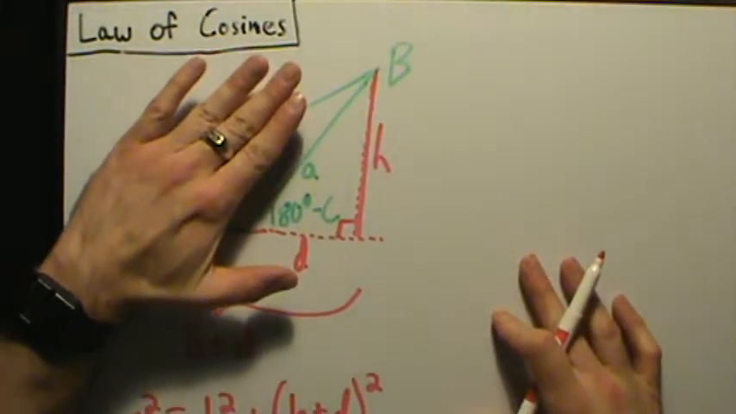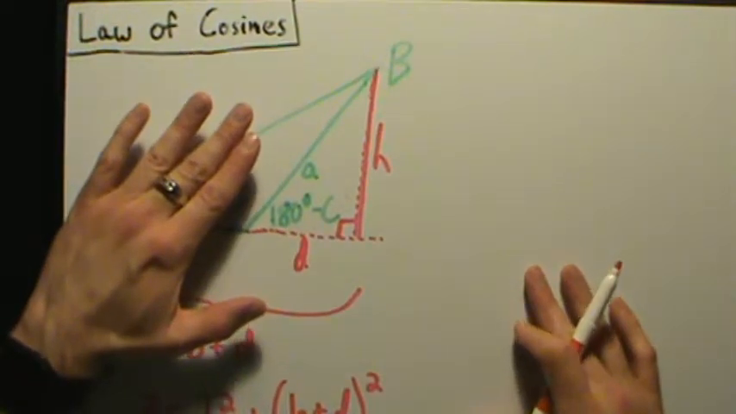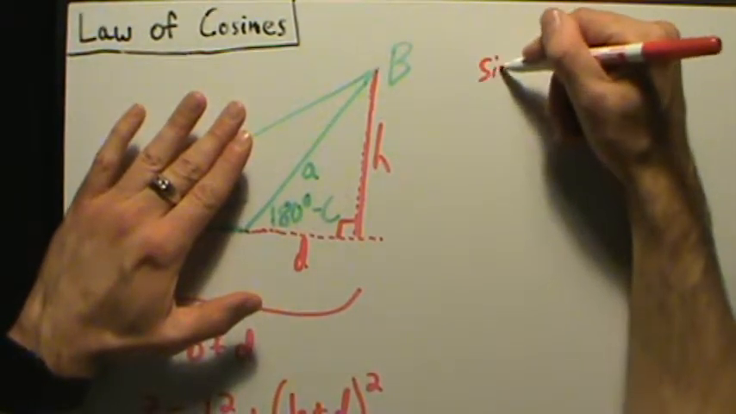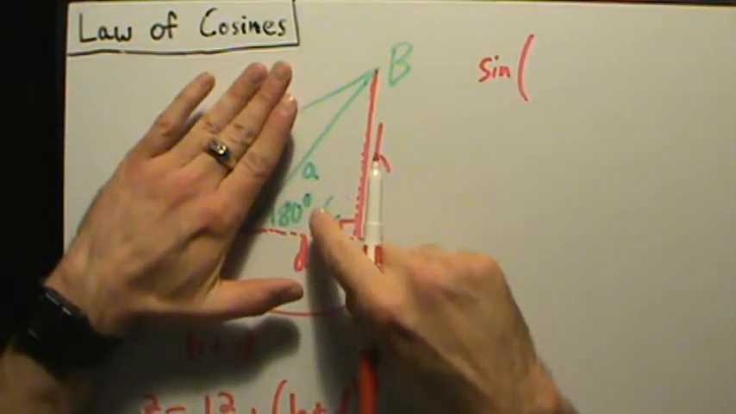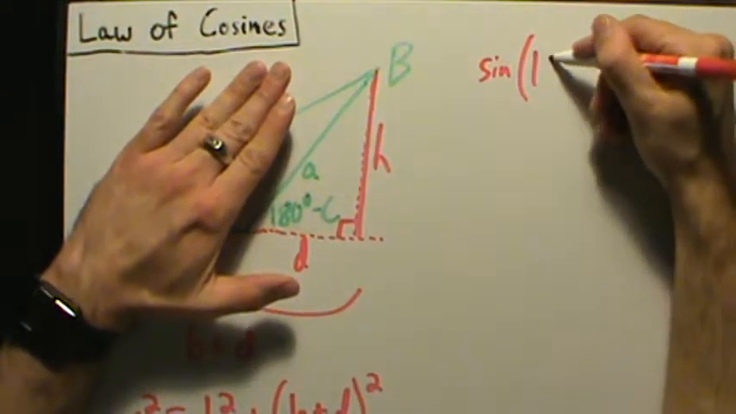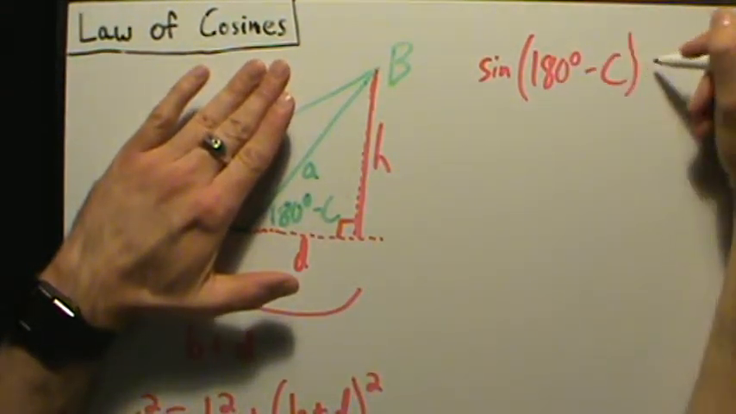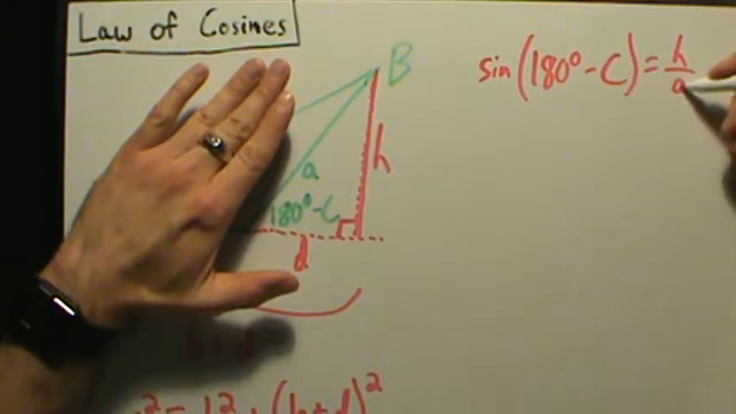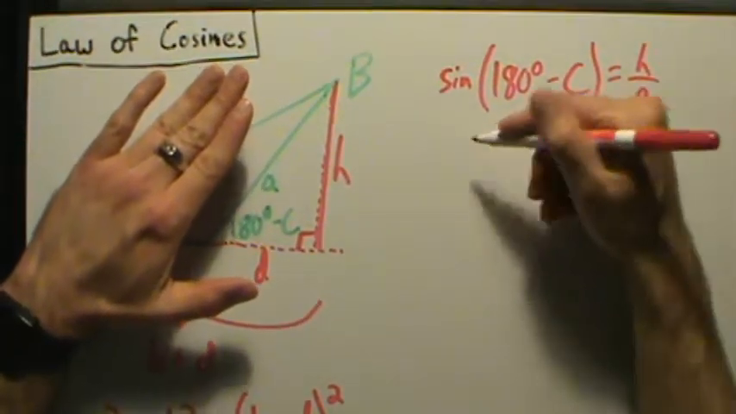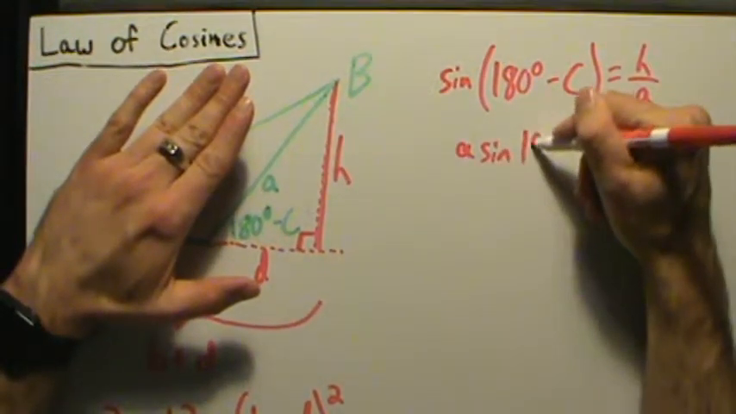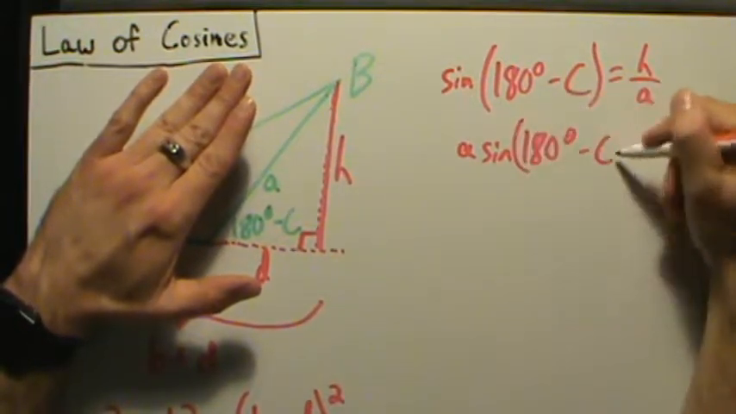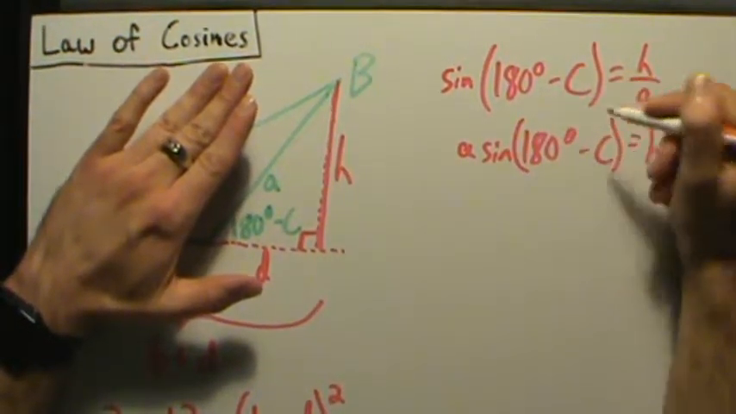So we see it's getting a little more complicated, right? So what we're going to do is say, okay, now sine of this angle is opposite over hypotenuse. Sine of 180 degrees minus C is h over a. Multiply both sides by a, and we get a sine 180 degrees minus C equals h. Okay?